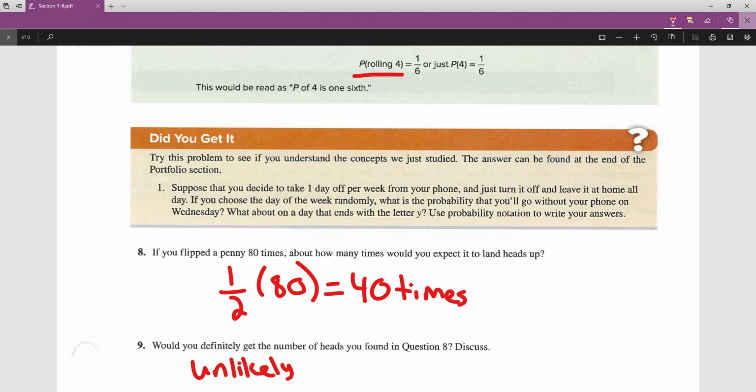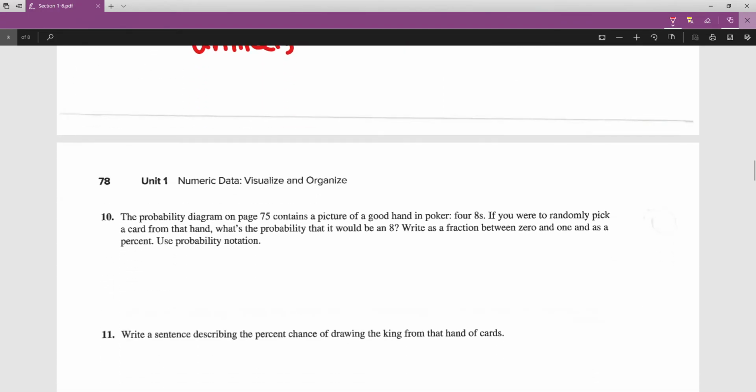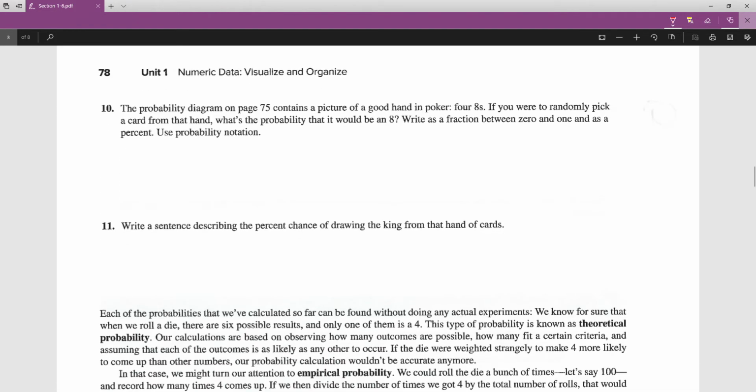Turn to page 78. They refer back to the probability diagram on page 75. It's talking back to the card hand we saw. It's a good hand in poker, 4 8s. If you were to randomly pick a card from that hand, what is the probability that it would be an 8? How many 8s are there? Well, first of all, probability notation is probability of getting an 8 or choosing an 8. We could say that. How many 8s are in that card hand? There's 5 cards total. How many of those cards are an 8? 4 of them are an 8.